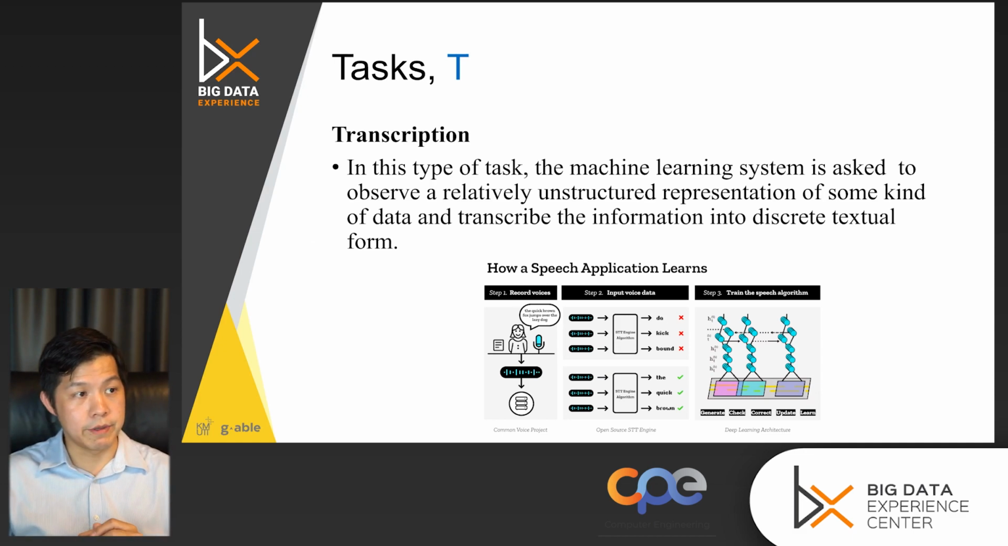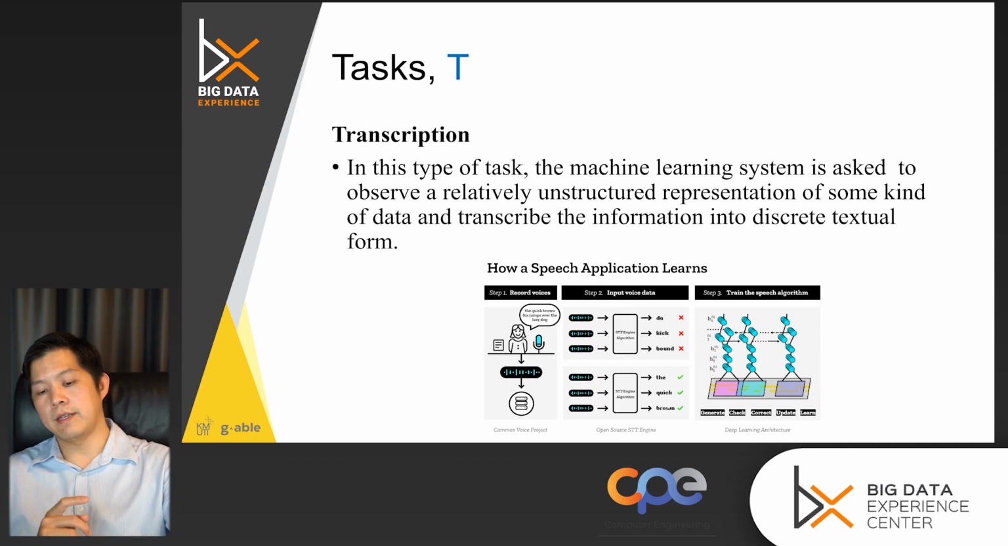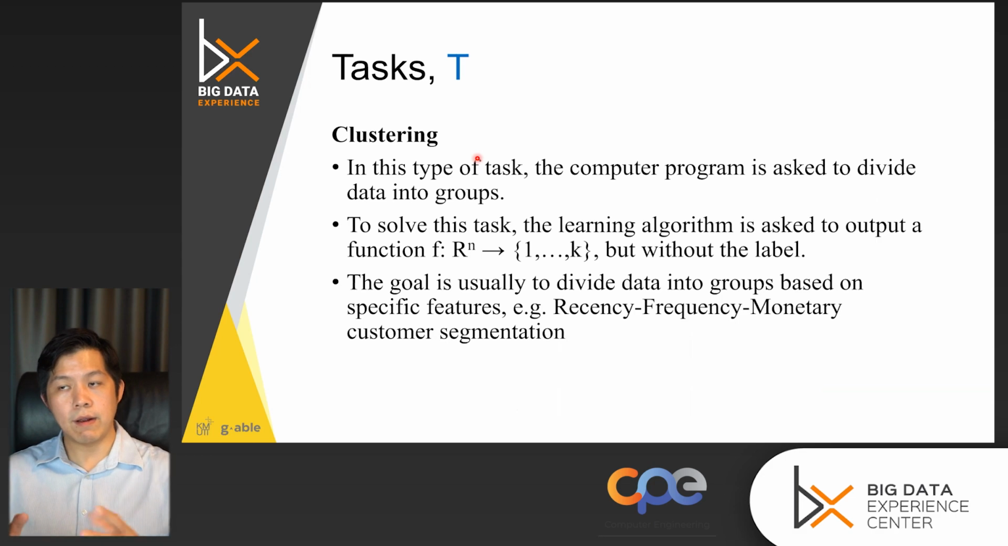We have one question coming in. Does without labels mean performing unsupervised learning? Yes, correct, right? For the clustering, without label, right? Unsupervised clustering, unsupervised segmentation.